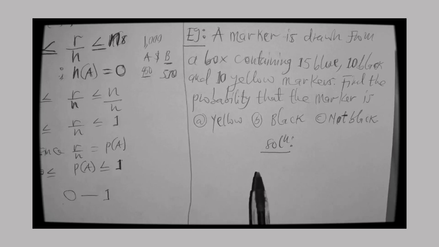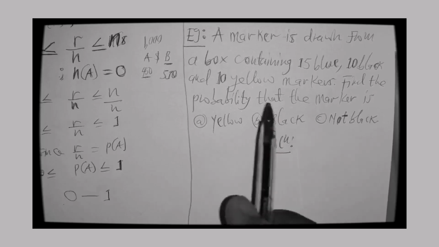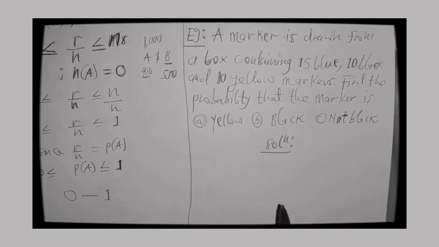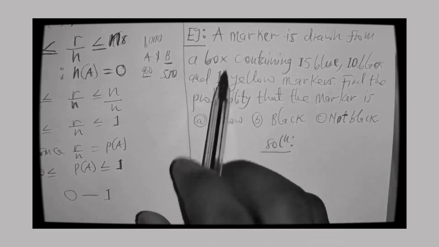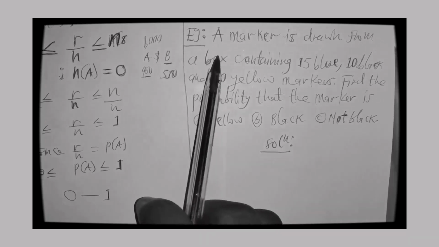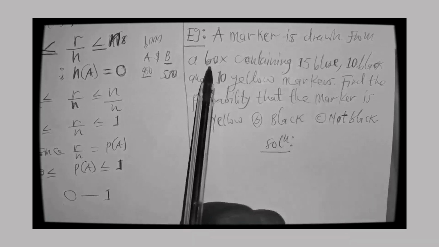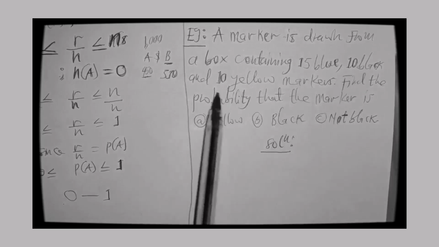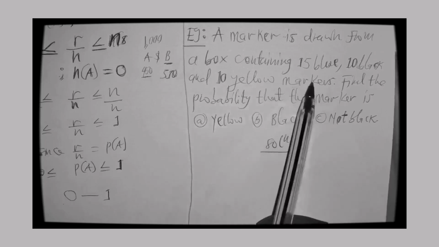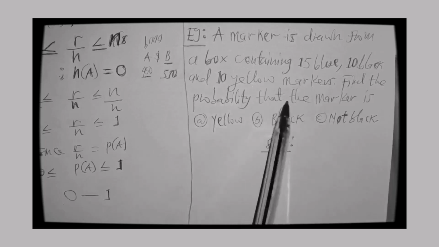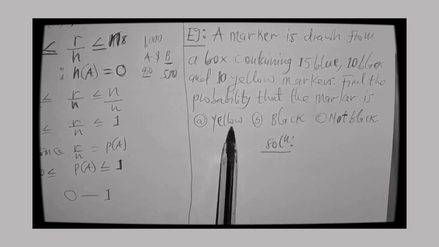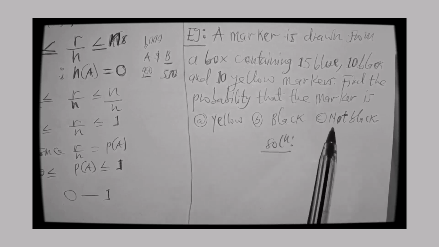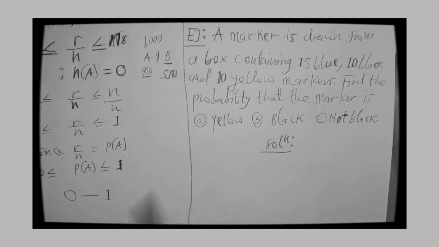So here is an example to clarify the complementary event. A marker is drawn from a box containing 15 blue, 10 black, and 10 yellow markers. Find the probability that the marker is A, yellow, B, black, C, not black. So how do you undertake this?